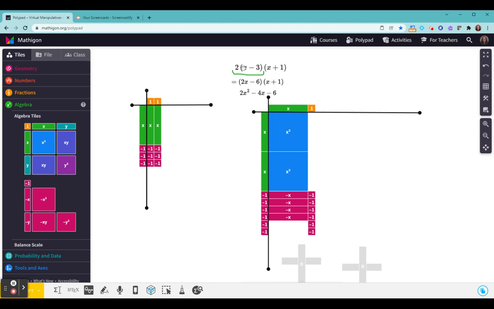If you remember when we did last time and we multiplied the two binomials first, and then we brought the 2 in, we got the same answer.